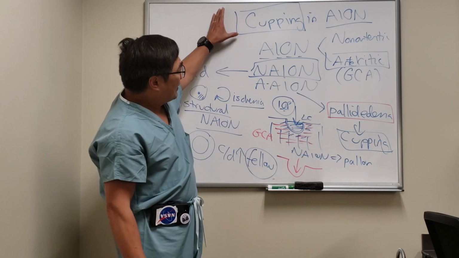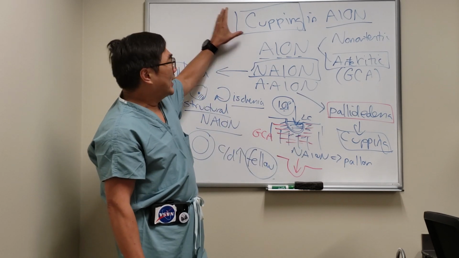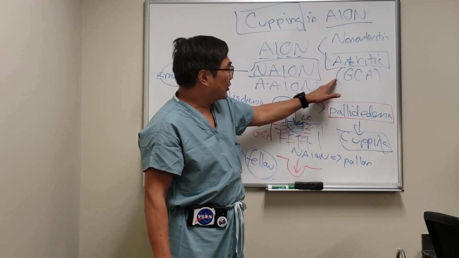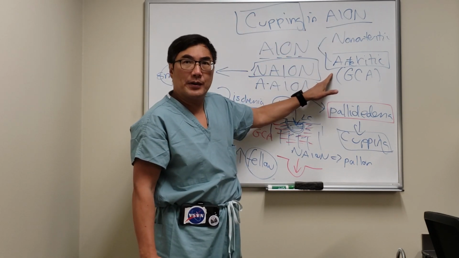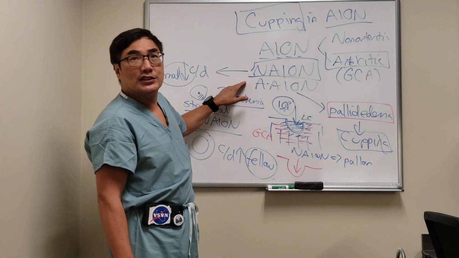So cupping before or cupping after anterior ischemic optic neuropathy should suggest that it is the arteritic form of AION, and that's giant cell arteritis.